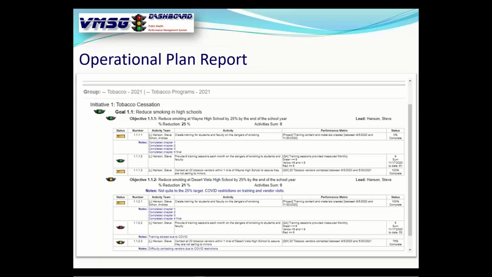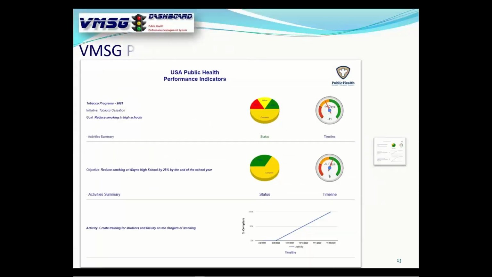Now, the operational plan report can be run at any level. It can be at the department level. So if you want to see, I recommend you don't do this, but you can see every plan, every report in the entire department in one document. We did this for Maricopa County one time just for fun, and I think we had 16,000 pages of document or something like that. It took a while to run, I can tell you that. But the operational plan report has all the detail you need in it.